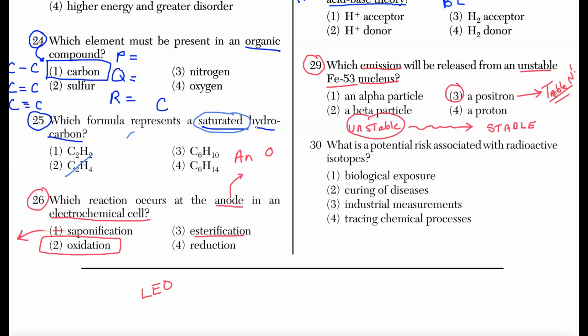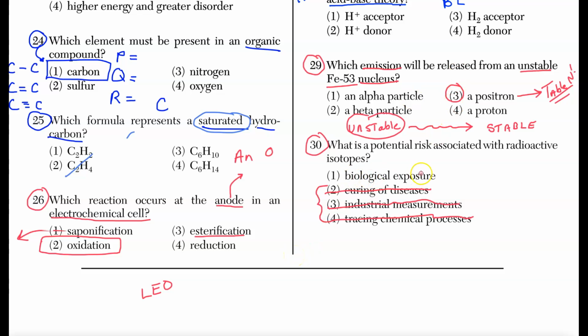In any case, number 30. What is the potential risk associated with radioactive isotopes? Well, the risk is not curing of diseases. That's a positive part of radioactive isotopes. Industrial measurements: we can measure things with radioactive isotopes. That's a positive, not a risk. And tracing chemical processes by putting in a radioactive tracer to see how the reaction is proceeding. So choices 2, 3, and 4 are not risks. They're actually positive components of radioactive isotopes.